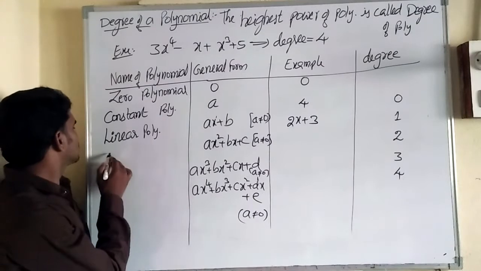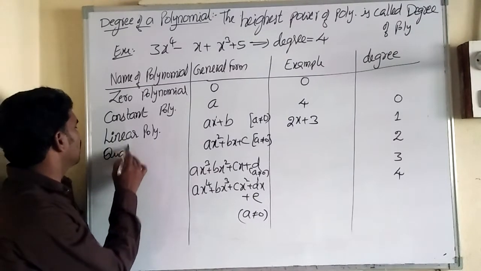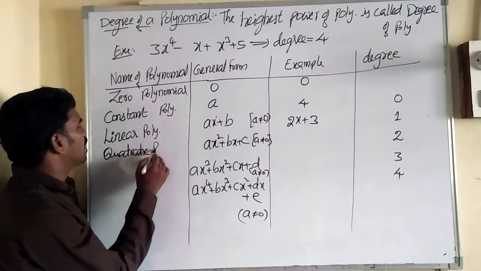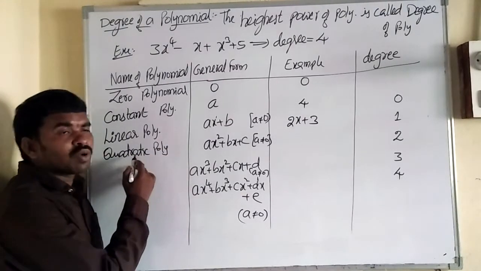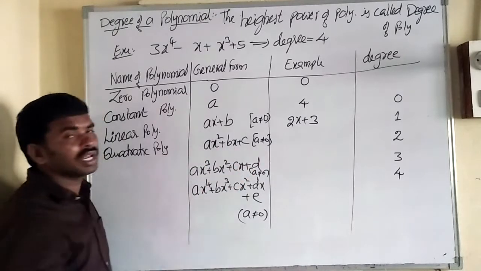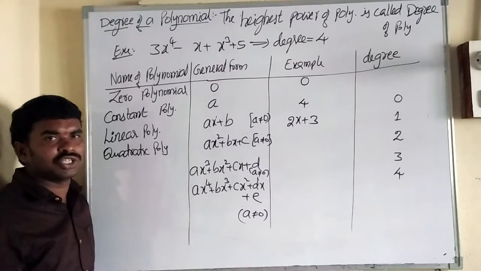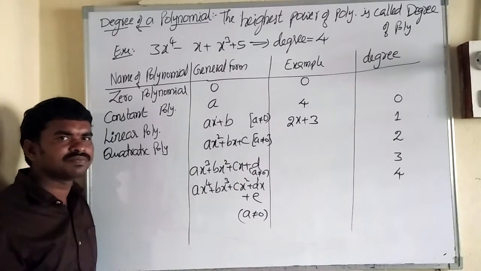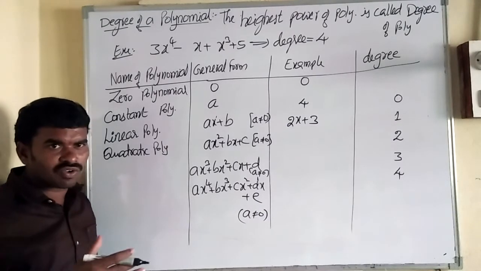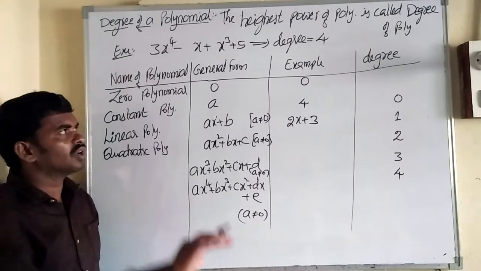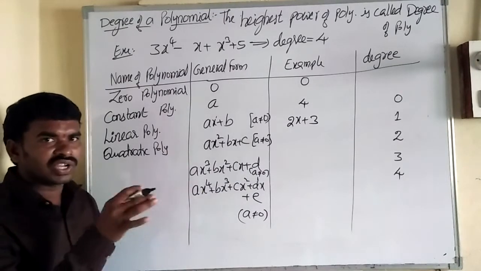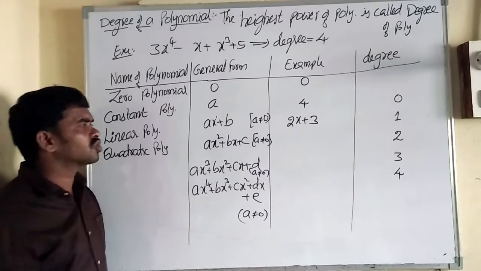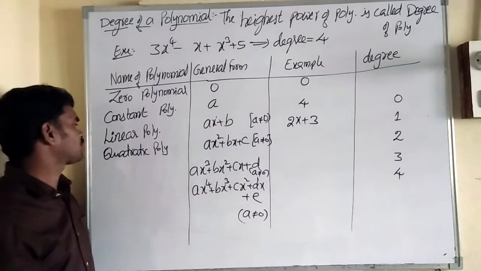Next, second one, quadratic polynomial. Now we have a very important question on this quadratic polynomial: to find the zeros by using graph, means draw the graph of a quadratic polynomial and find zeros. I will give you a link in the description. For that you can watch through that link. So that is very important.